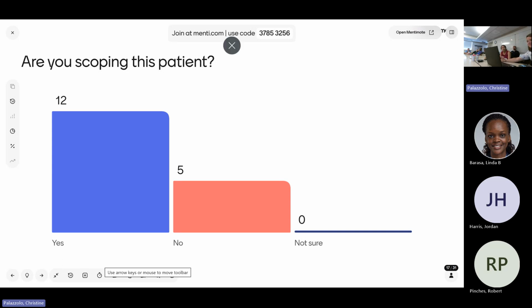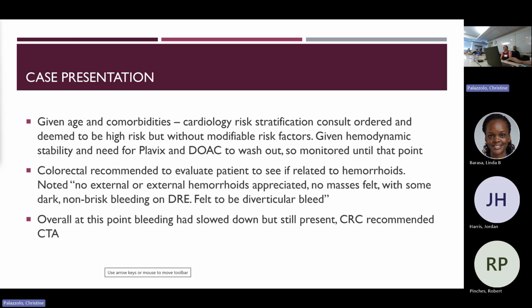All right, so given her age and comorbid medical conditions, I asked cardiology to see her to deem how high risk she is. In patients who are older, definitely the more senior geriatric patients, I really do try my hardest to get family involved, children, just to be involved with all the decision making to really understand what's going on, because while these are low risk procedures, for patients of these ages and comorbidities, they are not harmless. So she was deemed to be high risk, but she didn't have any modifiable risk factors.